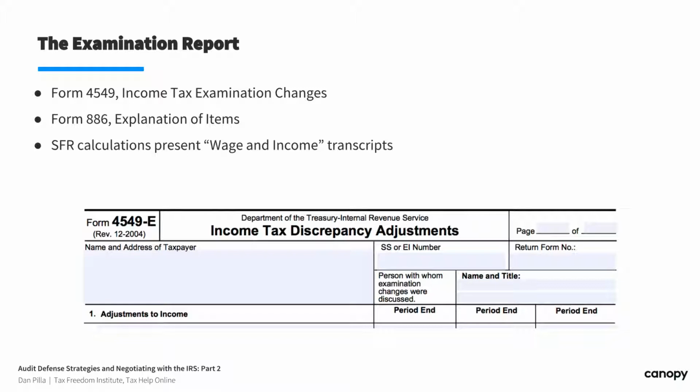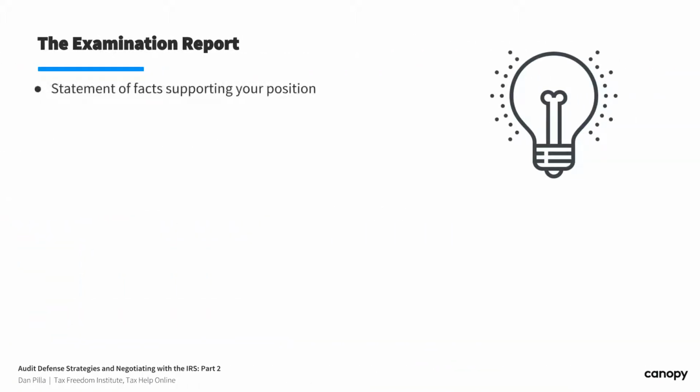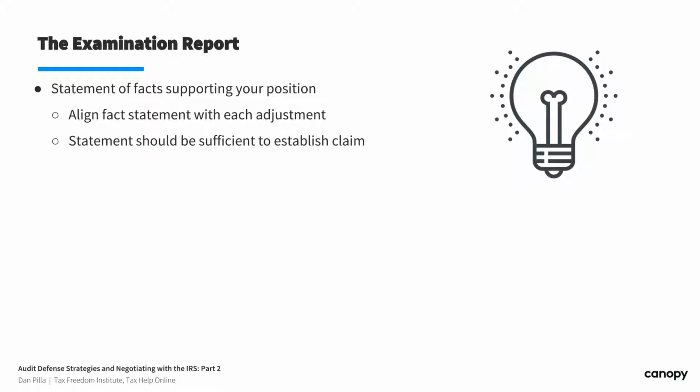So now, moving on, the next thing that we have in this examination report is a statement of facts to support your position. And you're going to have a separate brief statement of fact for every item with which you disagree. So align the fact statement with the adjustments that you disagree with. The statement should be sufficient to establish your basis for disagreement. For example, if the IRS disallowed all of your business expenses, you would say something very simple along the lines of, the taxpayer operated a business for the purposes of earning income, and these expenses were incurred in the ordinary course of business. So just a general statement like that to establish your fact basis for it.